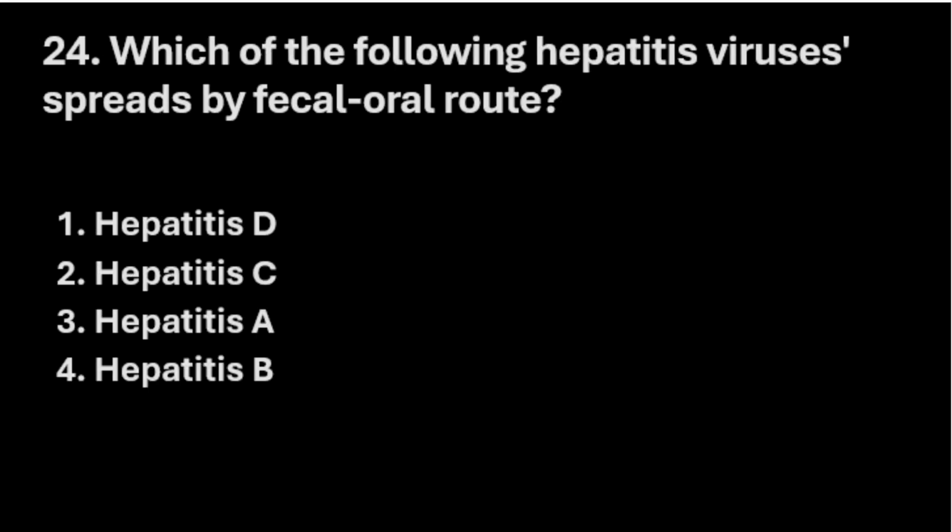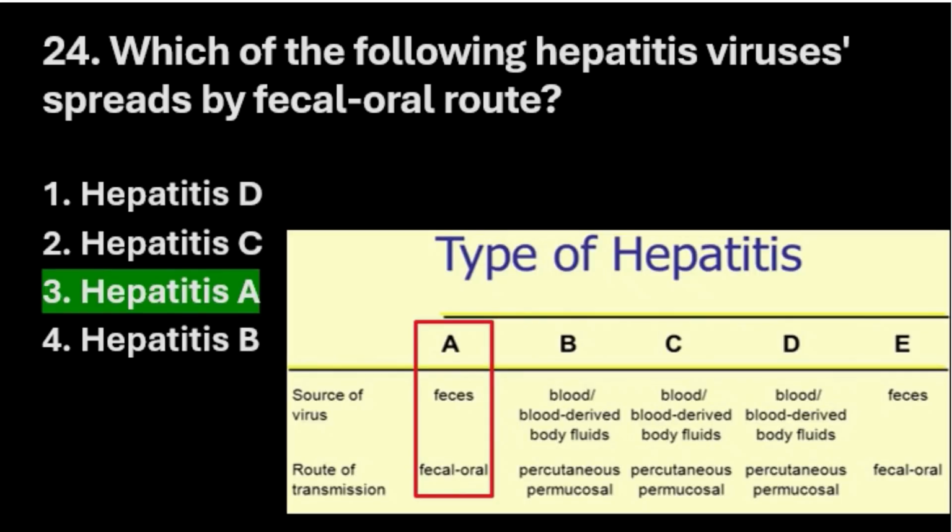Next question. Which of the following hepatitis virus spread by fecal oral route? Option 1, hepatitis D. Option 2, hepatitis C. Option 3, hepatitis A. And option 4, hepatitis B. The right answer is option 3, hepatitis A.